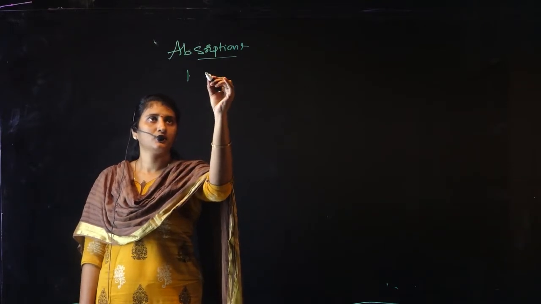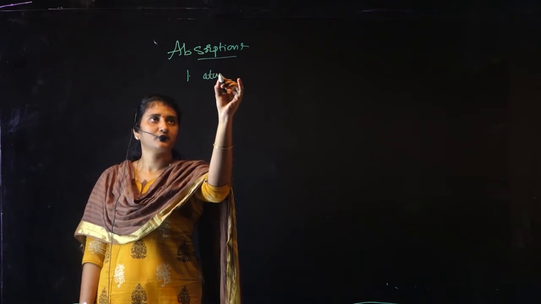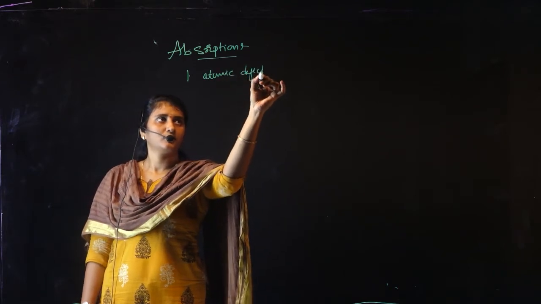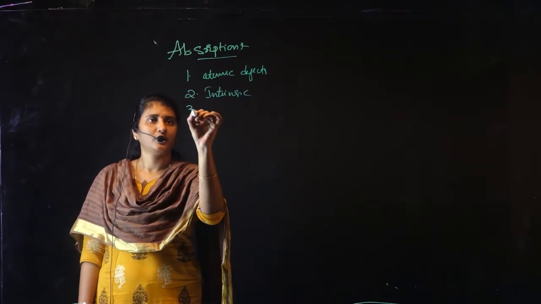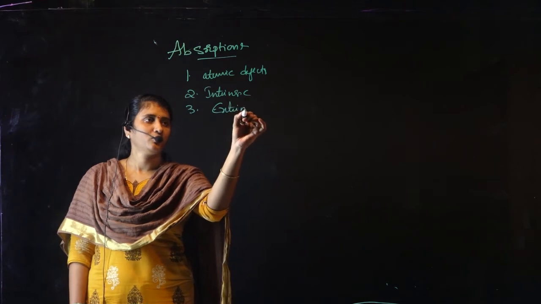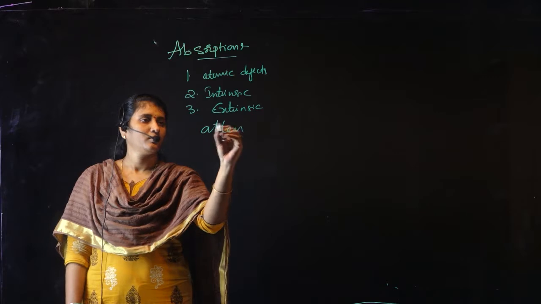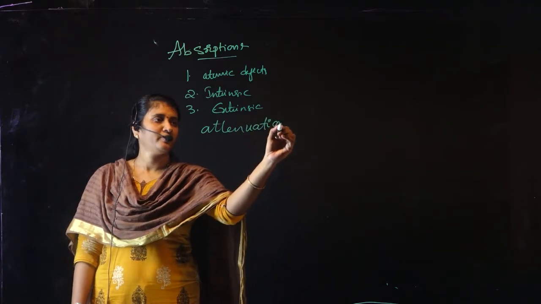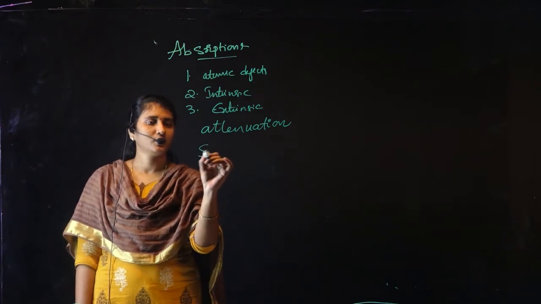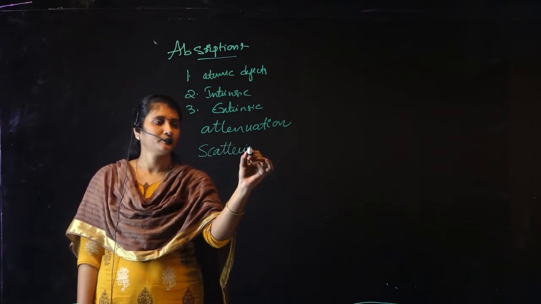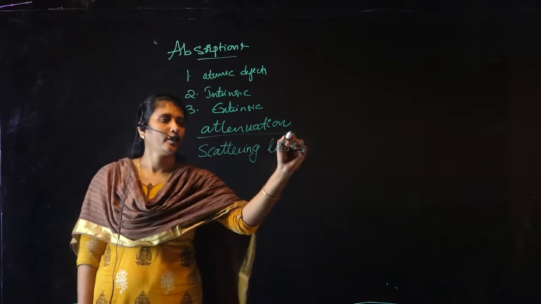One is due to atomic defects, intrinsic and extrinsic. So these are the three causes for absorption, and finally they come up with attenuation of the signal. Another type of attenuation we need to learn is scattering losses. These scattering losses also lead to attenuation.